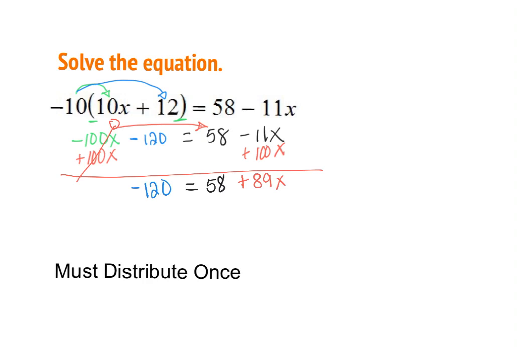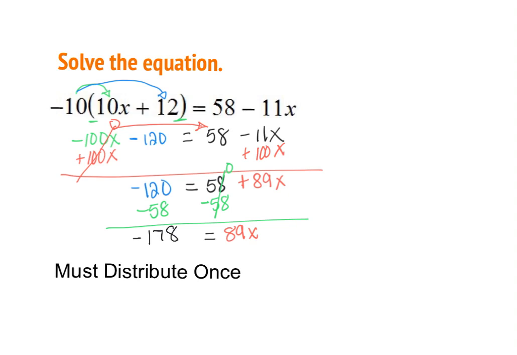Now I'm going to move the 58 because it's positive 58. The opposite operation would be to subtract 58. And what you do on one side, you do on the other. So that will give me 0. I'll bring down the 89x, bring down the equal sign, and then I'm going to say negative 120 minus 58 is going to equal a negative 178.